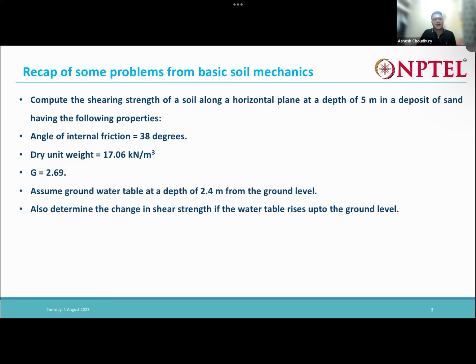G is given, and it's also said that assume groundwater table at a depth of 2.4 meters from the ground. This is the first case. And then the second case is that we have to determine the change in shear strength if the water table rises up to the ground level. So let us start solving.